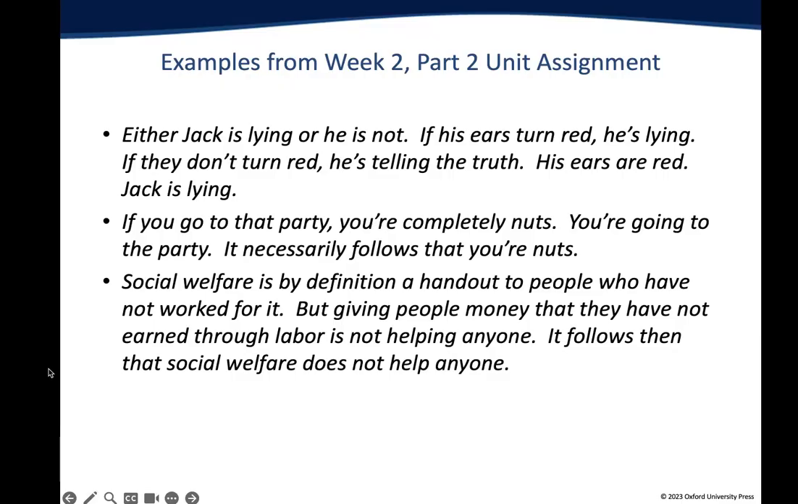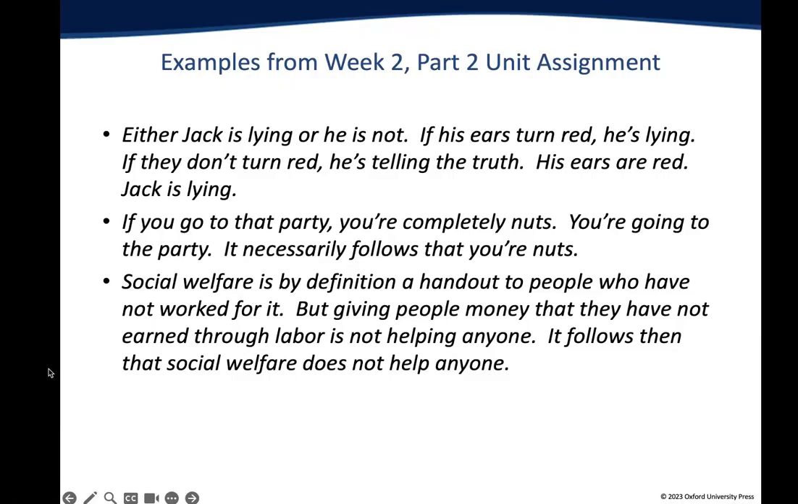So in that exercise, that unit assignment from week 2, part 2, folks were given examples of different arguments, and you were asked to work through them. The first two were in exercise 3.2, and you were asked to work through those 4 steps, and we'll look at those 4 steps in just a few minutes. But it turns out that all 3 of these were examples of deductive arguments.